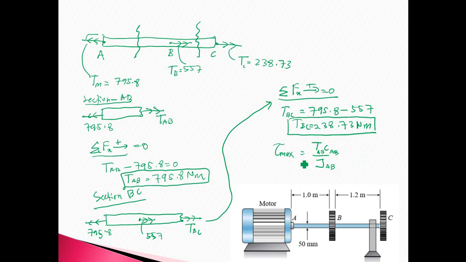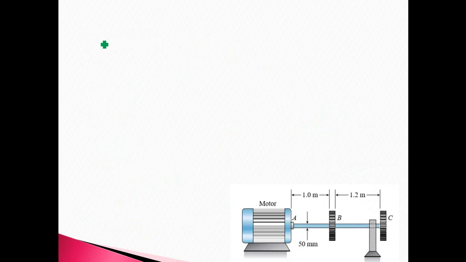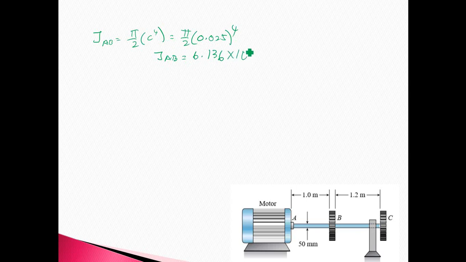So first let's calculate what is the JAB, the polar moment of AB. JAB is equal to pi over 2 times C to the power of 4, which is equal to pi over 2 times, with C equal to 0.025, to the power of 4. So JAB is equal to 6.136 times 10 to the power of minus 7 m to the power of 4.